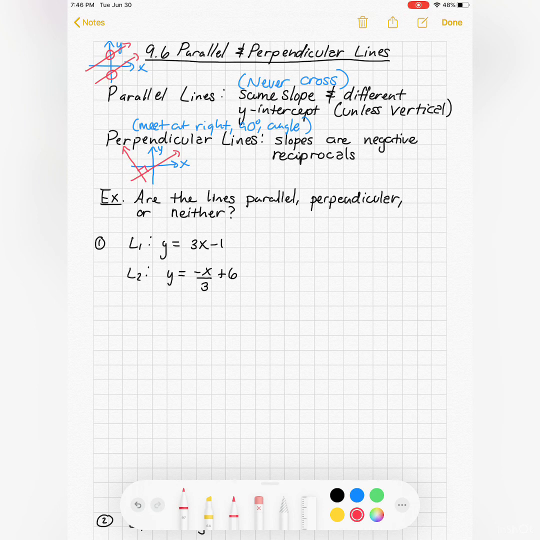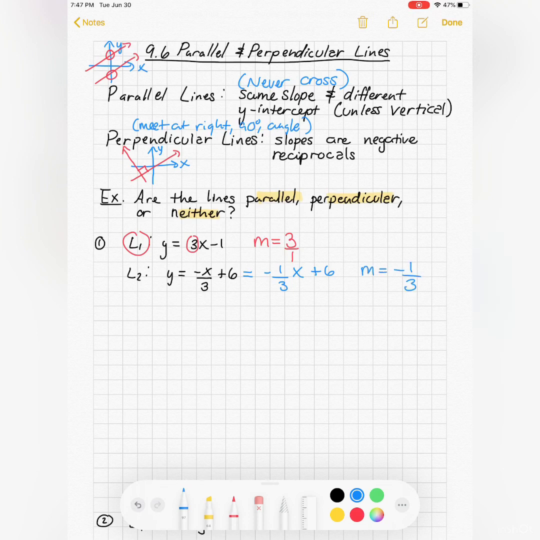So the first question is, are the lines parallel, perpendicular, or neither? So what we have to do is look at the slopes. So for line 1 here, the slope is 3, right? So that's 3 over 1. In line 2, I may want to rewrite, because that negative x over 3 is the same as negative a third times x, right? So the slope of that line is negative a third.